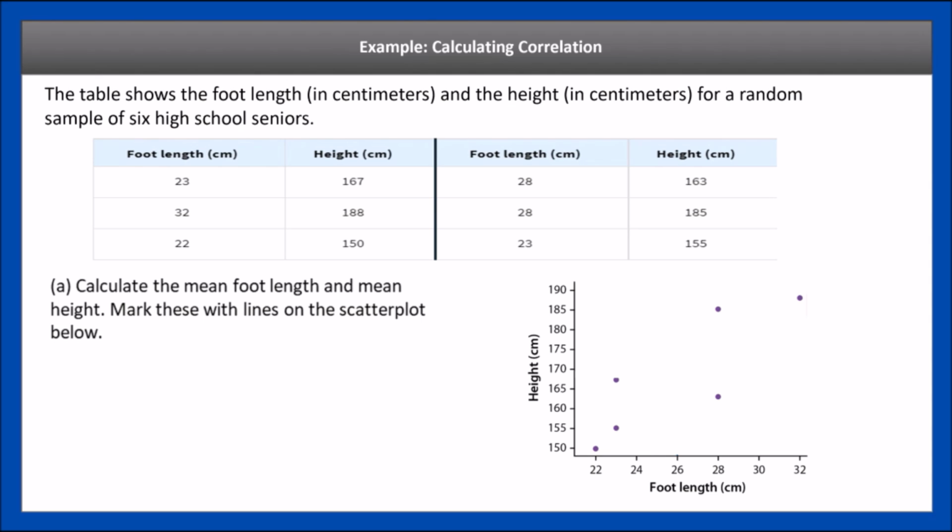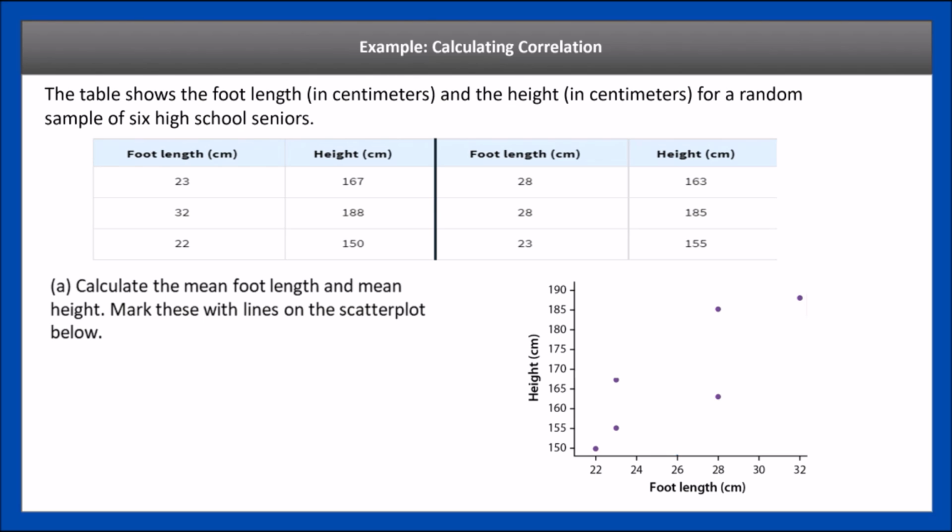So first, you got the data here that is shown for a random sample of 6 high school seniors. We measured the foot length and measured their heights. So we wanted to see if there's a relationship between the foot length and their height. And we can kind of see from the data, there seems to be a relationship, a positive correlation here. So what is that correlation? We're going to calculate it.